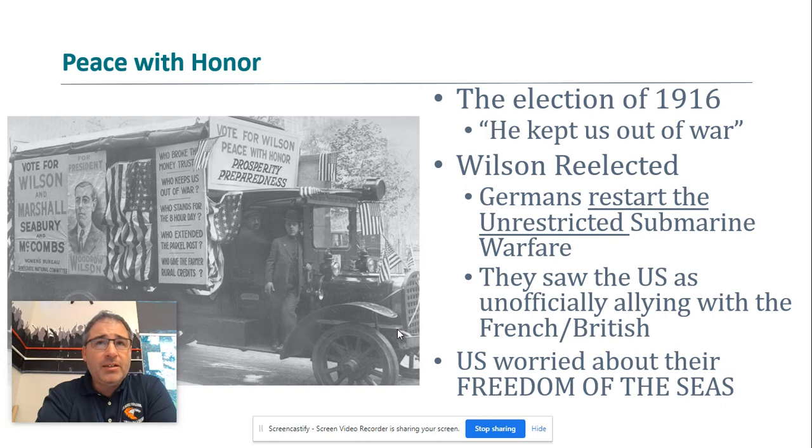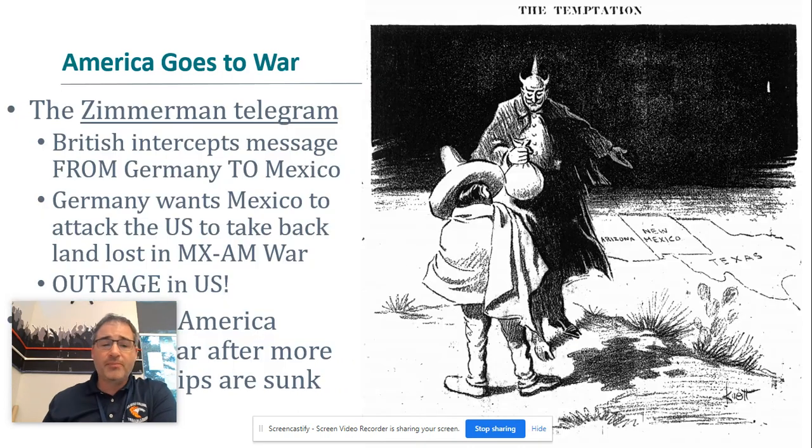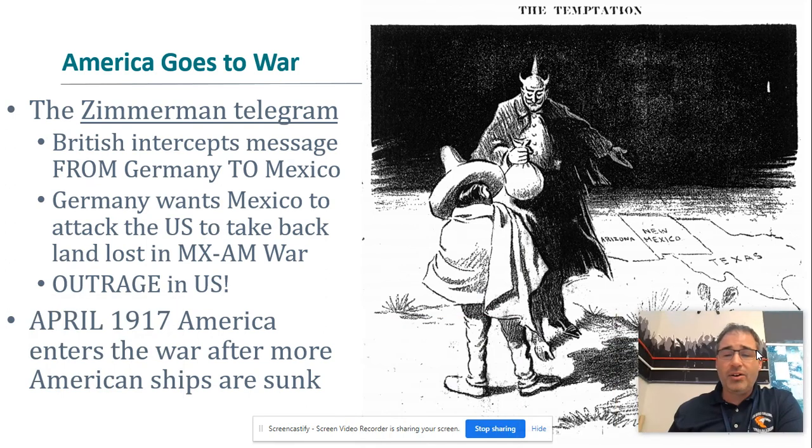And after Wilson is reelected, the Germans, kind of seeing the writing on the wall, restart unrestricted submarine warfare. They know that the United States is eventually going to get into this war now that the election is over and Wilson has a little bit more leeway to do what he wants. They see the United States as becoming unofficial allies of the French and the British. And the United States becomes even more worried about the freedom of the seas now because of this unrestricted submarine warfare. Then all heck breaks loose.